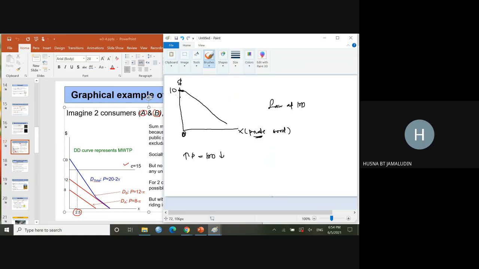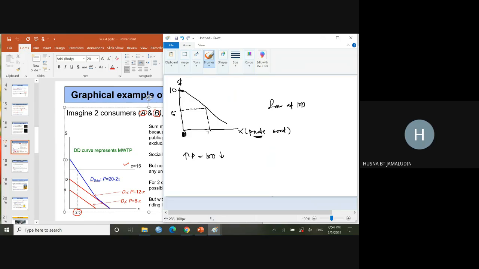For instance, you are purchasing a pencil. 10 ringgit for a pencil, it's not worth it. You think it is very expensive, so you will demand zero of this pencil or pen. When the price is too expensive, you will have low demand. But when the price of this pen or pencil is reduced from 10 to 5 ringgit, maybe you will demand some amount of pencil. Maybe some people will demand it.